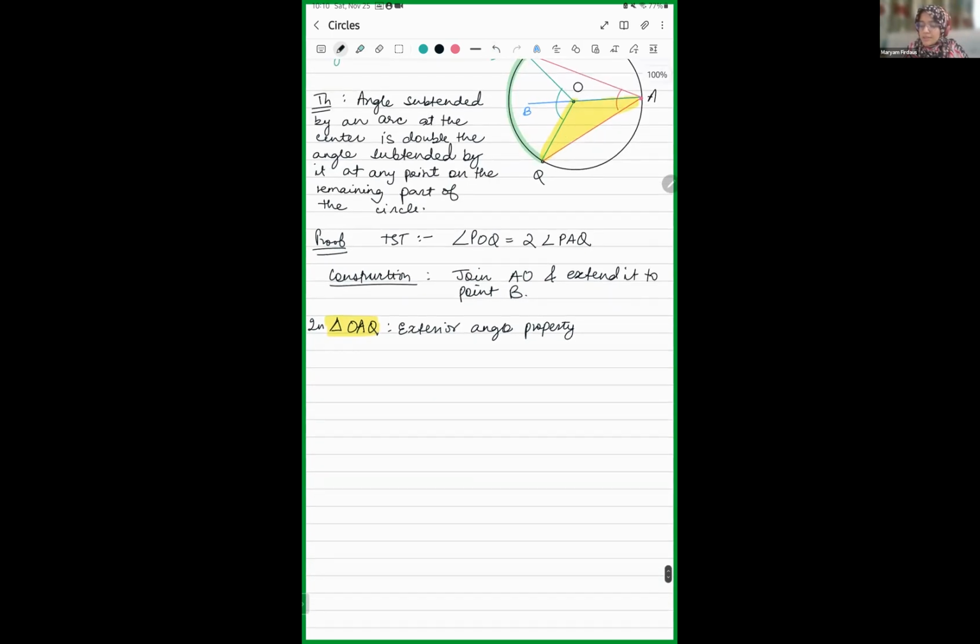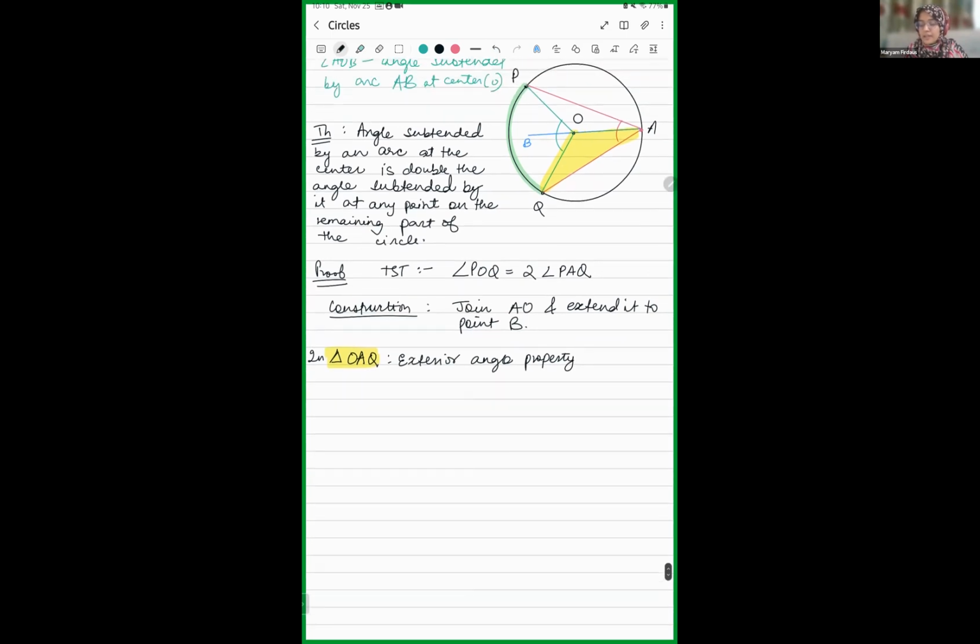So if you try to apply the exterior angle property in this triangle, Abdul Jabbar, what will we get? Yes, Abdul Jabbar.